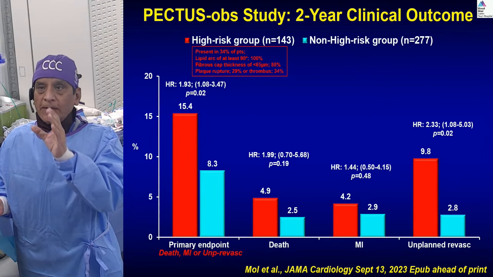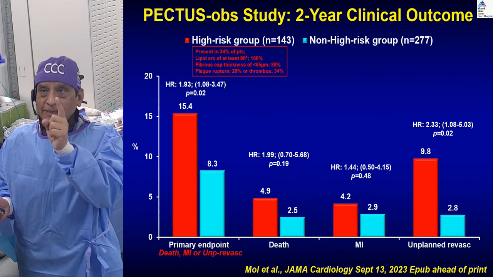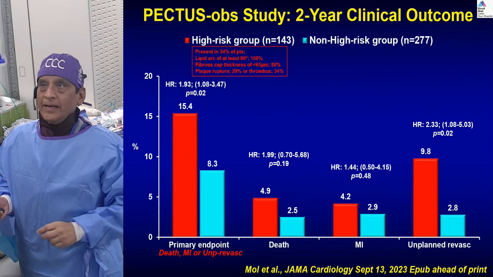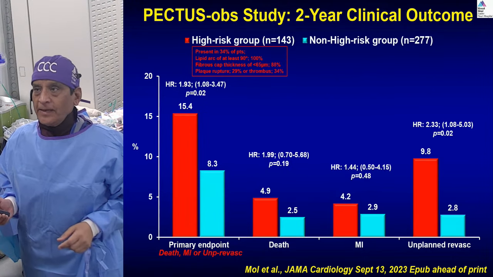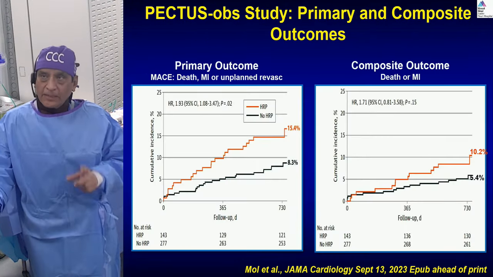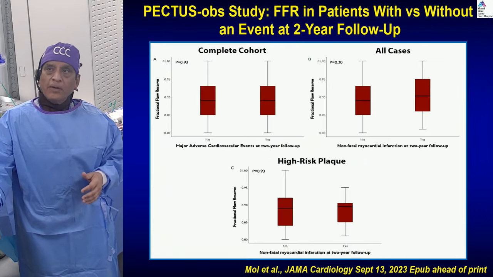At follow-up, look at that, 15% in the high-risk group, FFR negative at 2 years, and about half that in the non-high-risk plaque group, including the individual endpoints of death, MI, and unplanned revascularization. It was basically driven by unplanned revascularization. These are the overall endpoints of the trial.